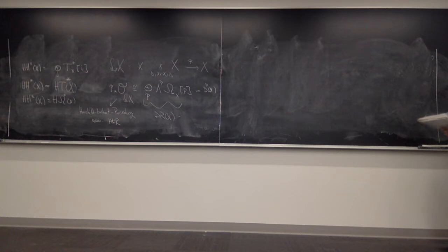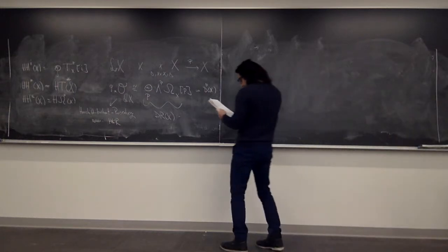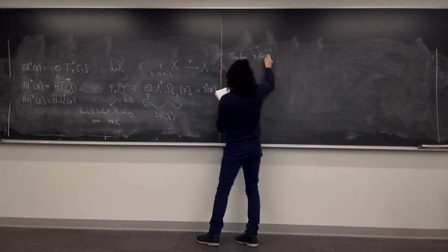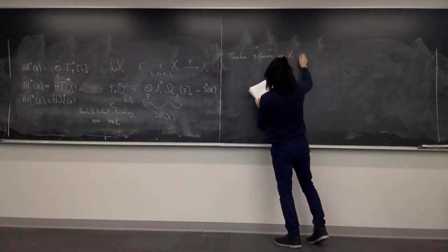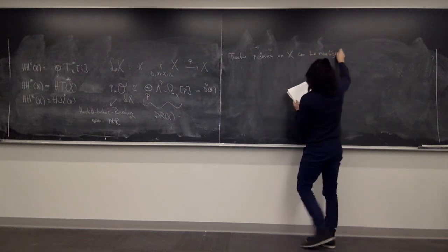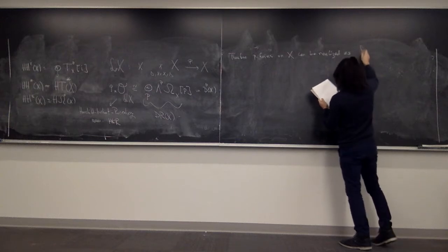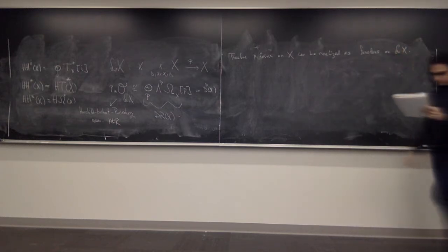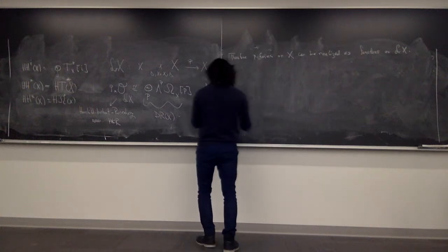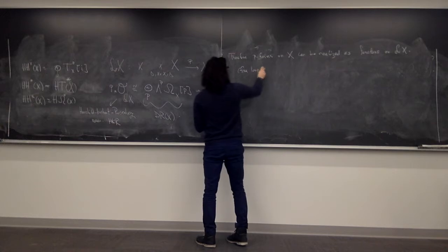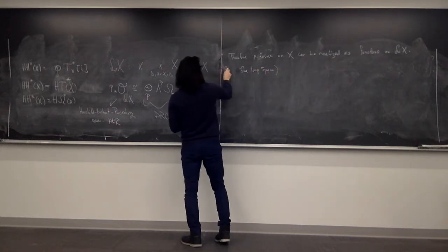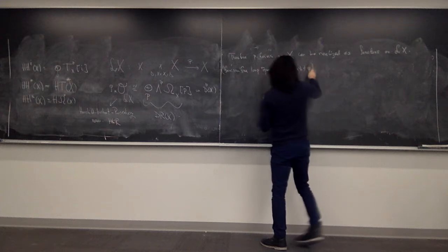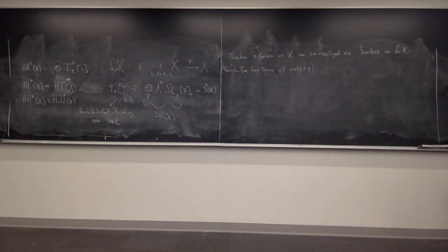Okay. Alright, so now I can say some things about it. Hence, therefore, p forms on x can be realized as functions on the loop stack of x, and this is the free loop space, functions on the free loop space of weight p. A p form on x is a function of weight p on the loop space.